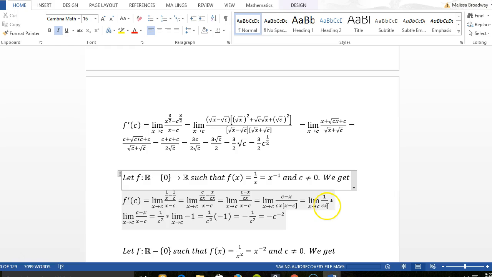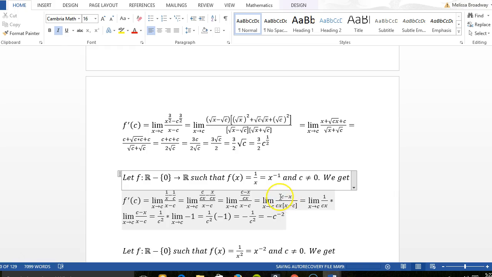Since c is positive, this limit is just going to be continuous. That's just going to be 1 over, you can plug c into x here, we'd get 1 over c squared. So the limit of the product is the product of the limits.